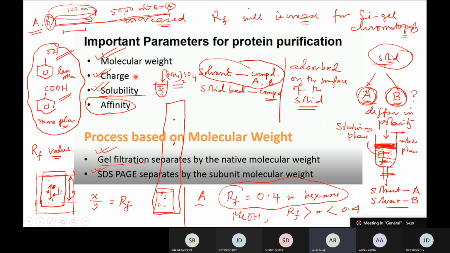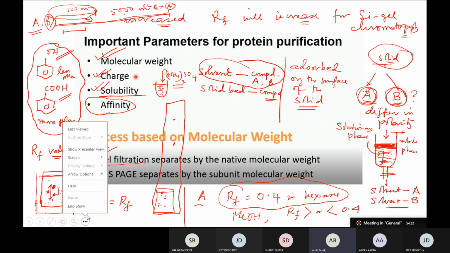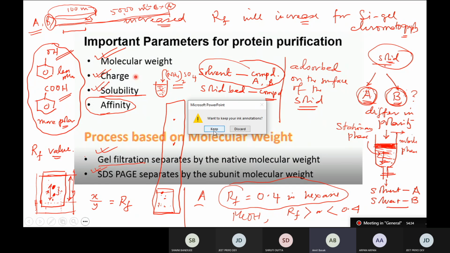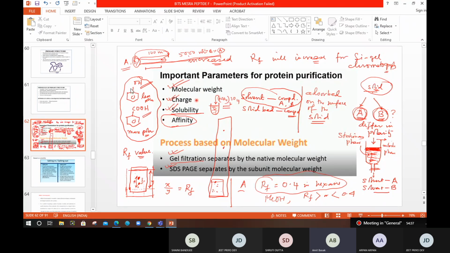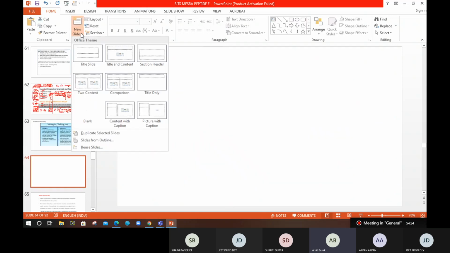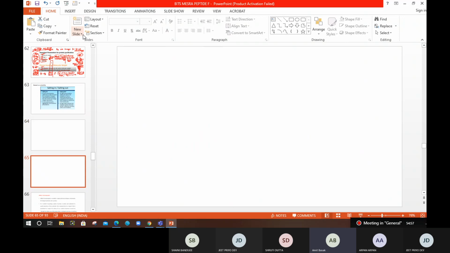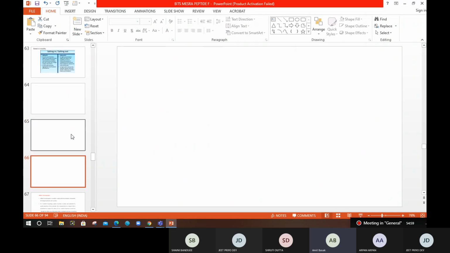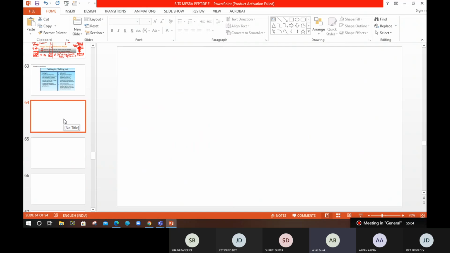Do you know anything about ion exchange chromatography? I think you have read this. Hardness of water: when you have to remove the hardness, you have to use ion exchange chromatography. You exchange the calcium ions by ion exchange chromatography. But I will have to tell you what this ion exchange chromatography is.